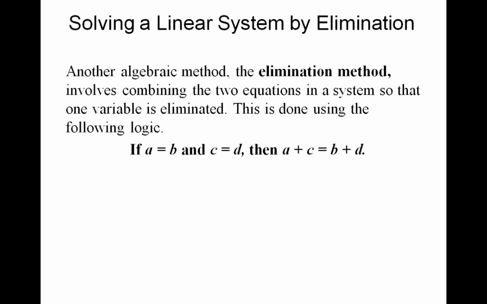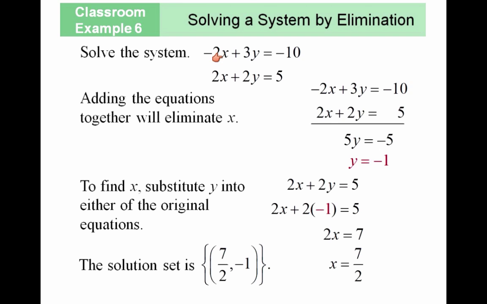The other method is elimination. Sometimes they call it the addition method. This method is done by using the fact that if A is equal to B and C is equal to D, then A plus C is equal to B plus D. Basically, if I can make the coefficient of X or Y opposite of each other, if I just add these two equations, then that variable would eliminate.